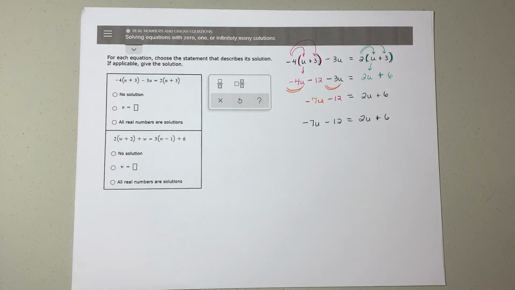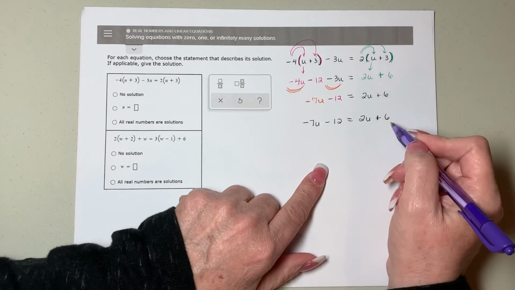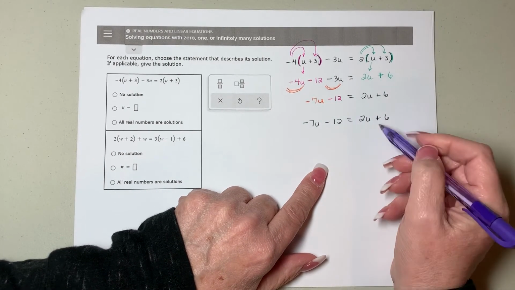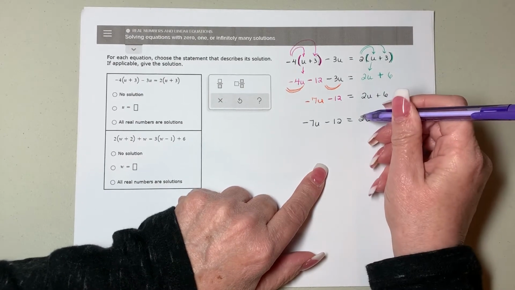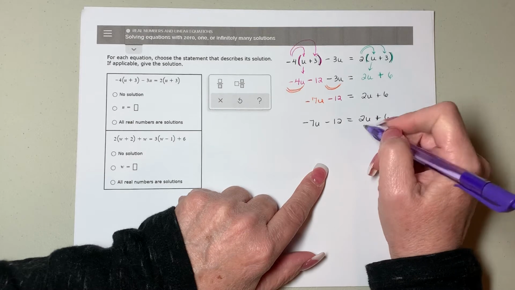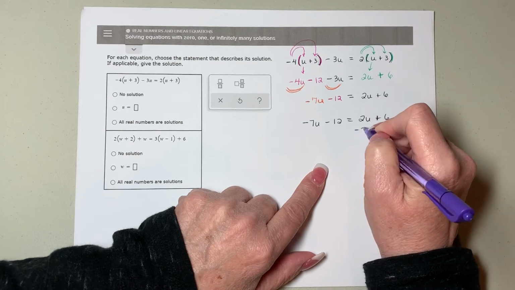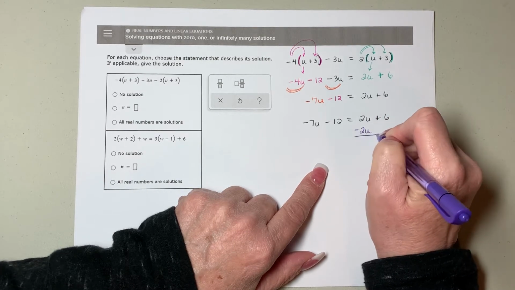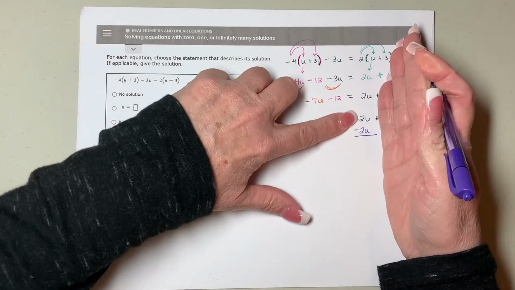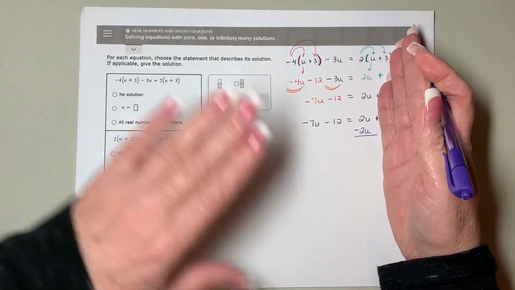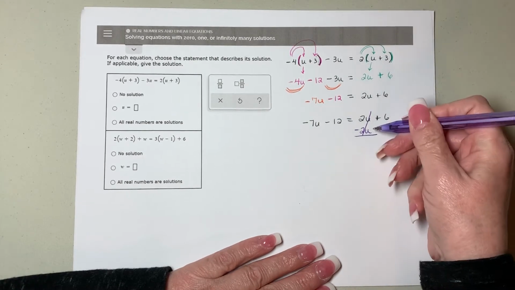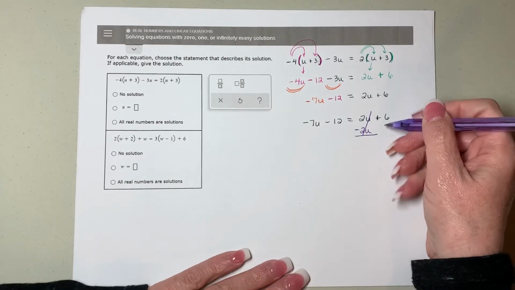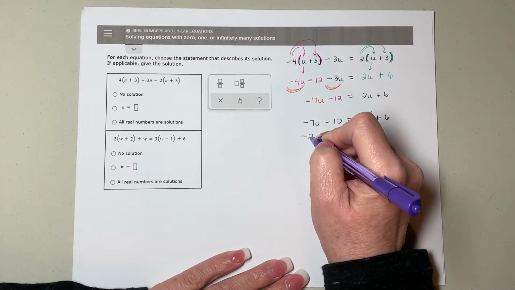So that means I want all the u's on the left, which means I don't want any u's on the right. So since this is a 2u, which is really a positive 2u, what I'm going to do is subtract a 2u from it, because 2u take away 2u is no u's at all. Gone. But since I put this in on the right side, I also have to put it in on the left side.